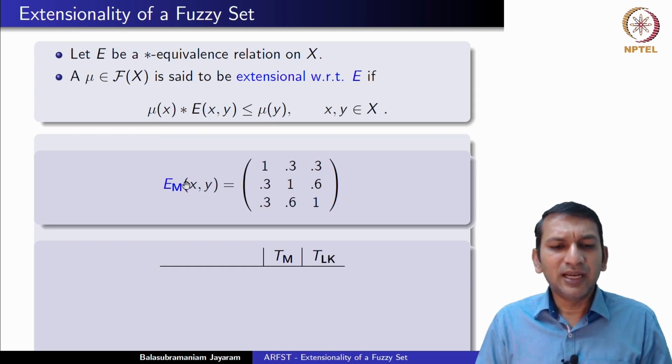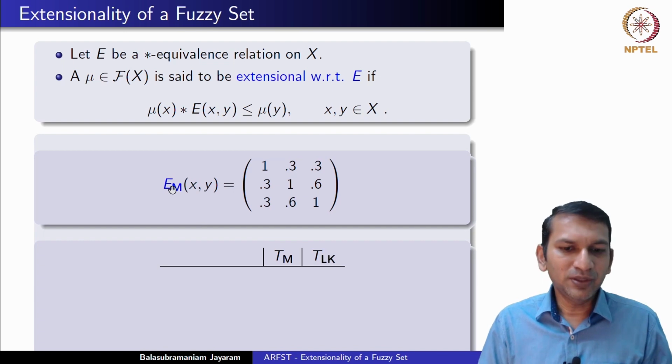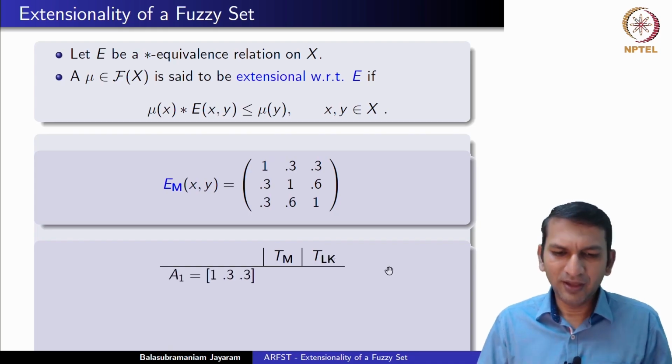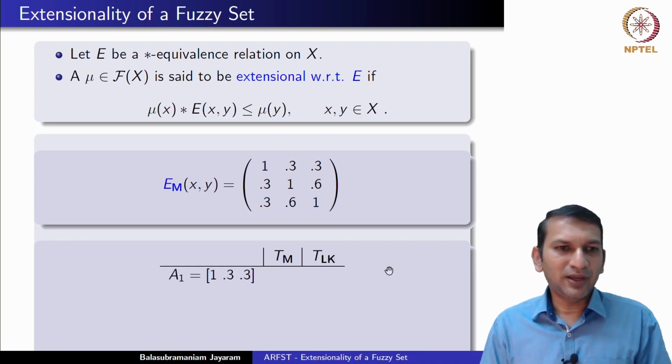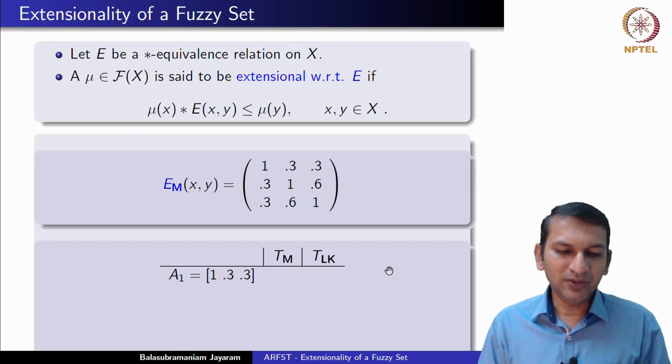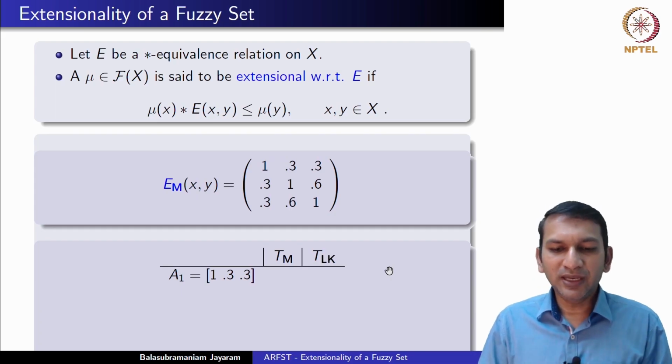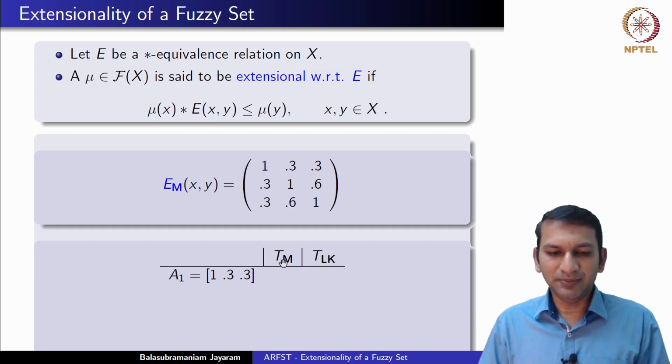And since this is TM equivalent, this will be T equivalent for any T-norm now. So we could consider the extensionality of a fuzzy set with respect to this relation with any T-norm. In particular, we are going to consider the min T-norm and the Lukasiewicz T-norm. Let's consider the first antecedent that we took, A1, which is (1, 0.3, 0.3), and ask the question, is this fuzzy set extensional with respect to E and the T-norm Tm?